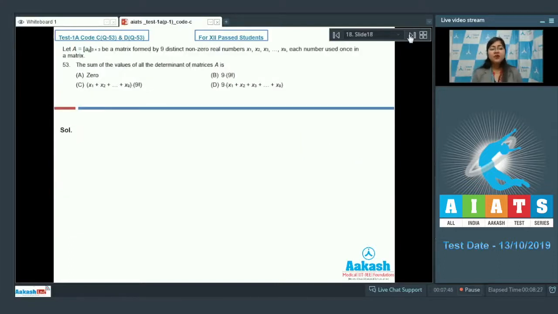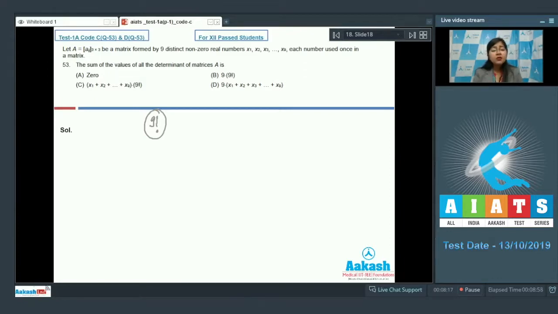Next paragraph, it says that let A be equal to [aij] 3 cross 3 be a matrix formed by 9 distinct non-zero real numbers x1, x2, x3 up till x9, each number used once in a matrix. So the sum of the values of all the determinants of matrices A is, see, total number of matrices of this type that will be formed is 9 factorial. Now we have to find the sum of the values of all these determinants.